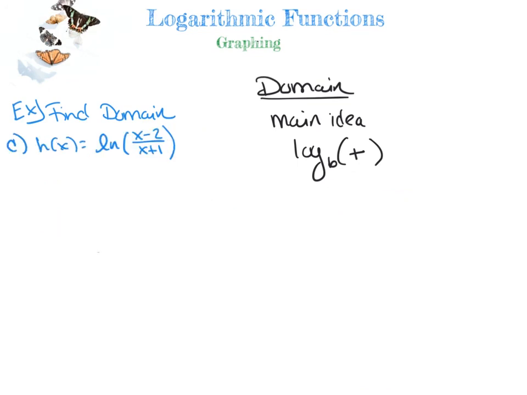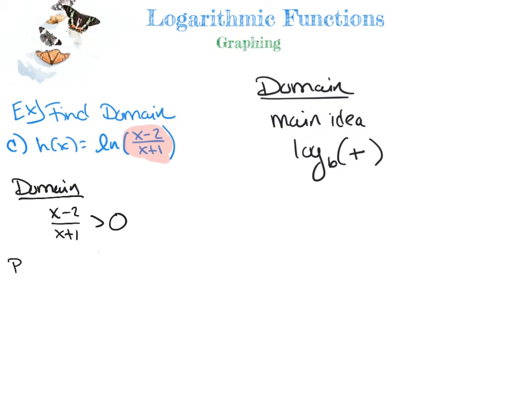Let's find the domain for h of x is equal to ln of x minus 2 over x plus 1. Okay, so remember the base doesn't matter. We do the domain for each of these the same way, and it's just the argument inside the logarithm that we're concerned with. So we're going to take the x minus 2 over x plus 1 and set that argument strictly greater than 0. Now don't multiply both sides by the x plus 1. That gets really confusing.